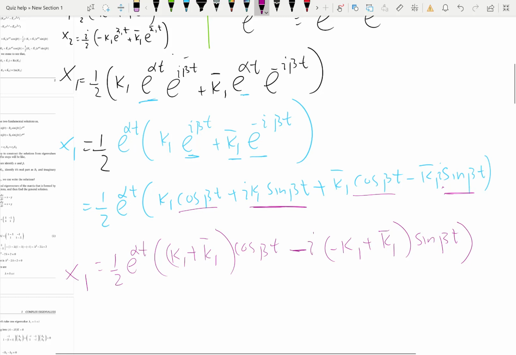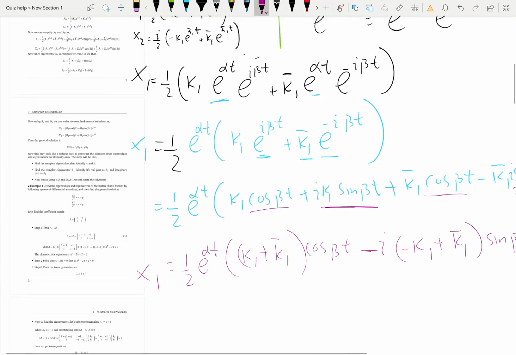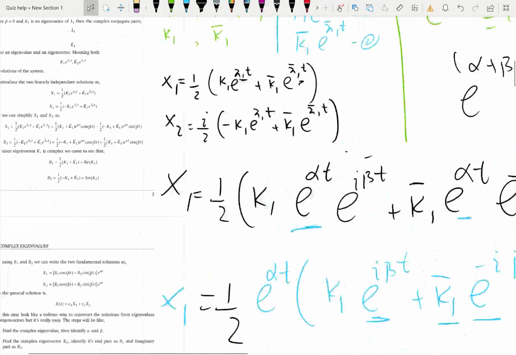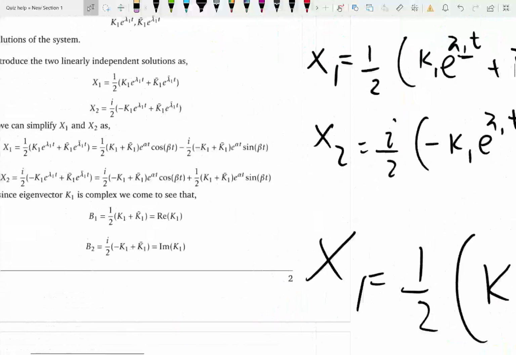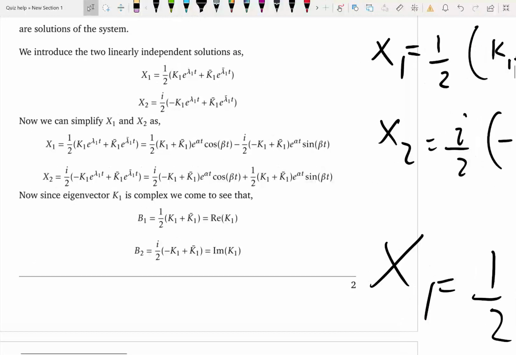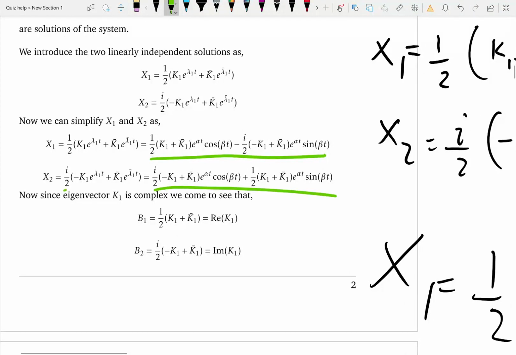Okay, so let's go back to the note. It was a little bit long. So I showed you this is what I got. I proved to you how I got this long x1, right? So if I do the same for this x2, that means write lambda 1 as alpha plus beta i and lambda 1 bar as alpha minus i beta, and then use these two identities, this is what I get.